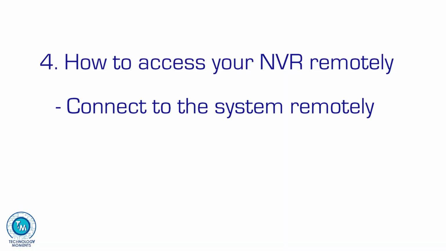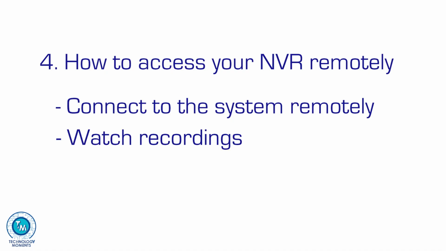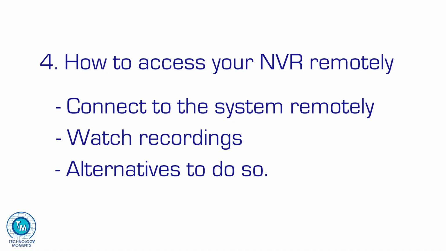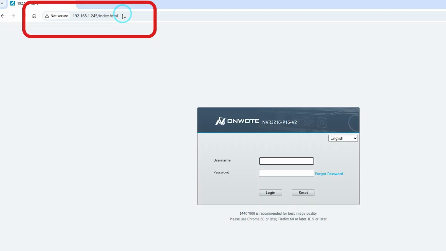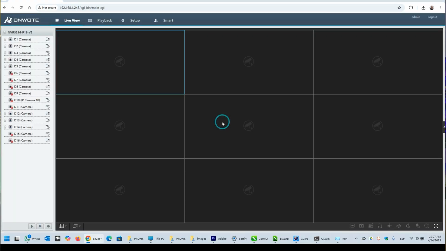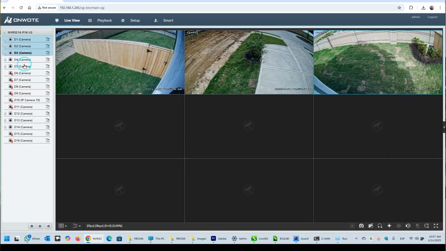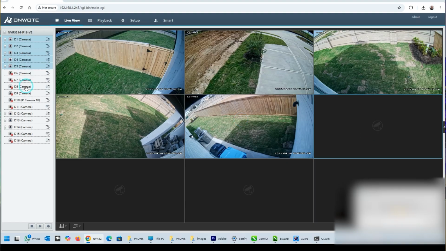Okay, let's see how to connect to this system, watch recordings, and what alternatives are available for this. We can basically connect to this system in 4 different ways. The first one, through its web interface by simply typing the NVR's web address into your browser. By the way, it's a good practice to set a fixed IP address outside the range assigned by the router as soon as we can.